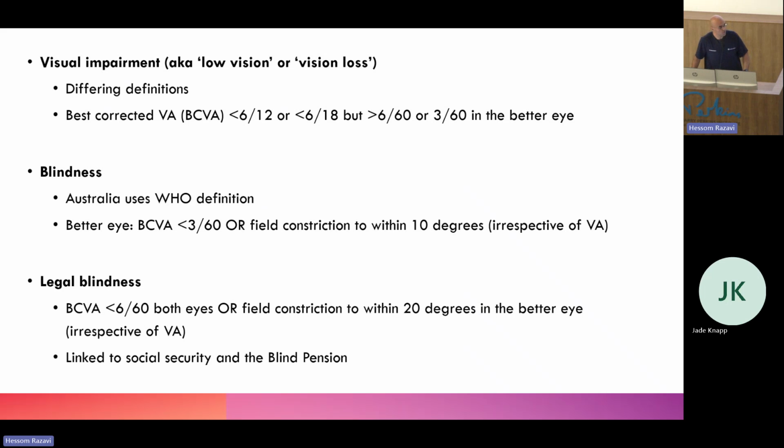Here, the best corrected vision has to be less than 6/60 in both eyes, right? Or field constriction to within 20 degrees. So this is relevant to the pension when patients start applying for that. And they'll need to see an eye specialist along the way as they make that application. It won't just be you.